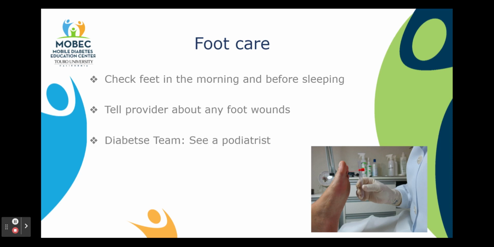Schedule appointments with the podiatrist when it's time to trim your toenails. In between trimmings, it's okay to file. This is covered by most insurances, including Medicare. Microfilament tests should be done at every visit, and always ask your primary care provider to check your feet at every visit. See a podiatrist at least once a year. They are an important part of your diabetes team.